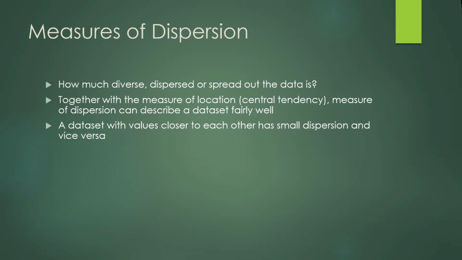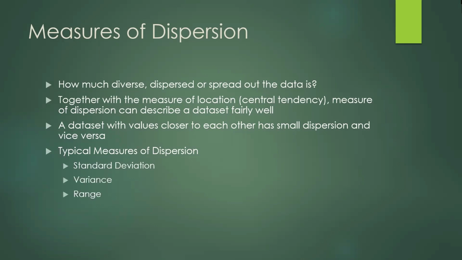So whatever the measures are, the value of dispersion will be lower if the data set doesn't contain a lot of diverse values. It has all values which are very close to each other, very similar to each other. And typically the measures of dispersion include standard deviation, variance, and range.